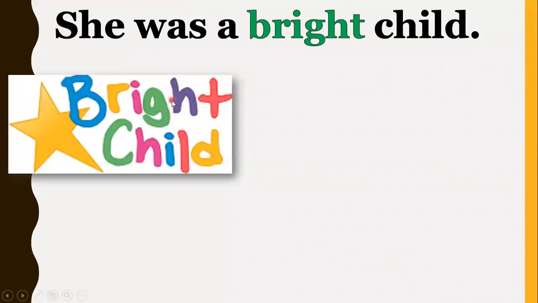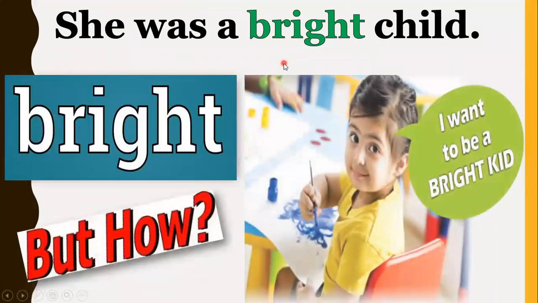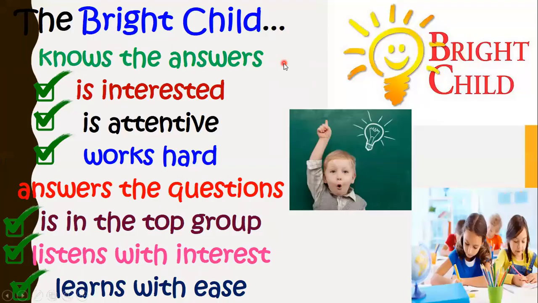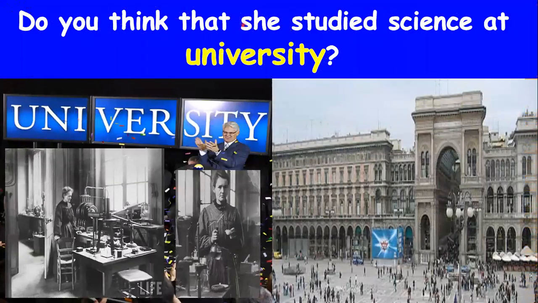Let's read this example. She was a bright child. We have the word bright. Bright means special. Yes, bright means special, extraordinary.